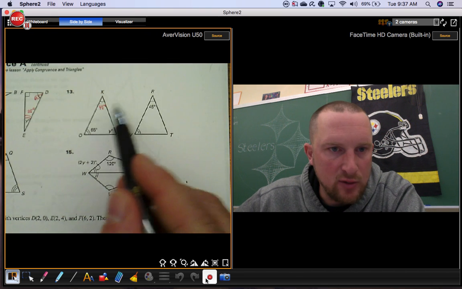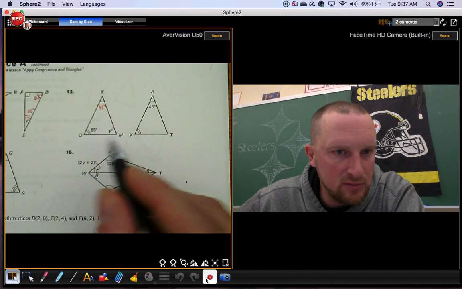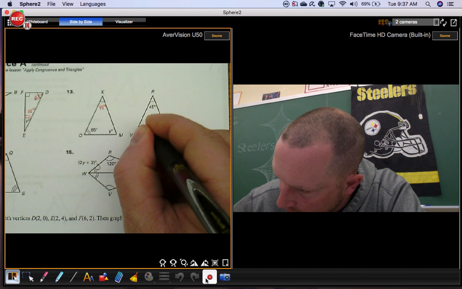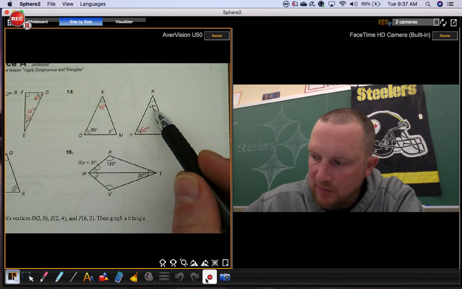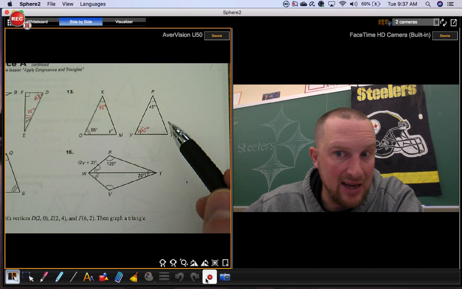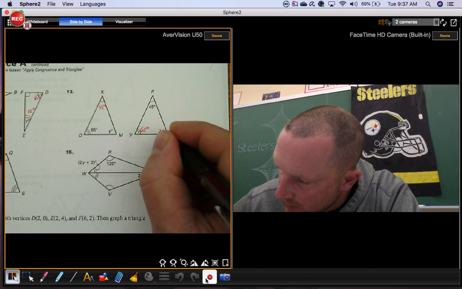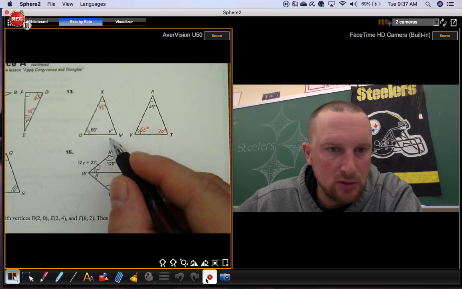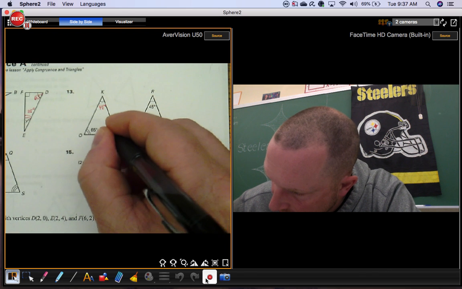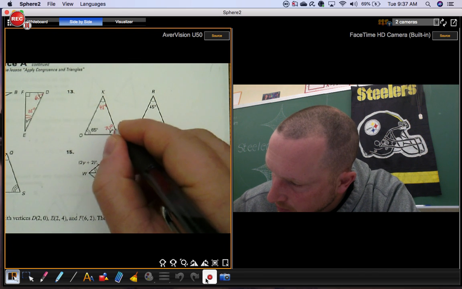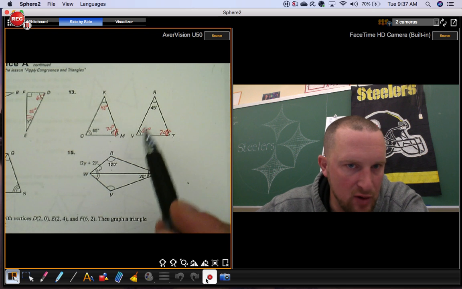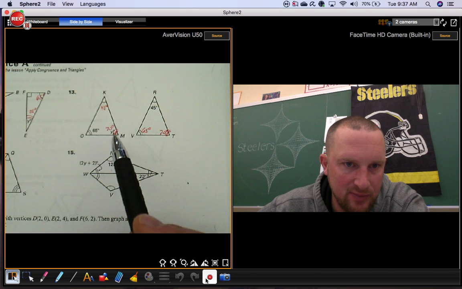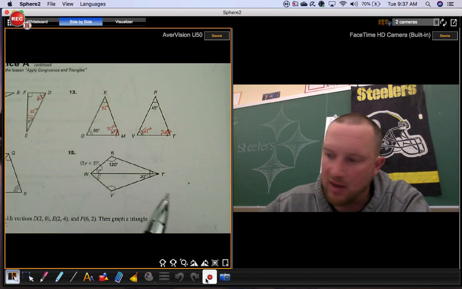So these angles are congruent, so I know they're 45. These angles are congruent, so I know they're 65. If you have a 65 and a 45 degree angle, that's 110 degrees. That means you have 70 degrees left to use. So this angle also is 70 degrees. Third angles theorem tells you, if you know these two, and you know that's 70, this one's 70 also. You don't have to do the math again.